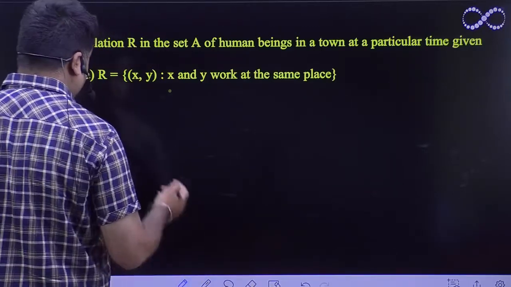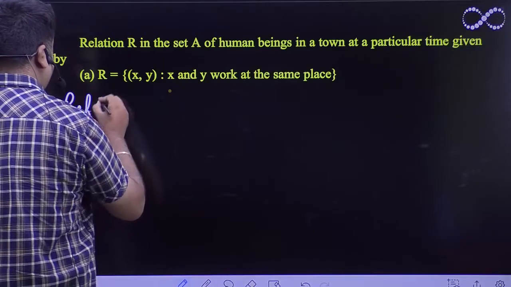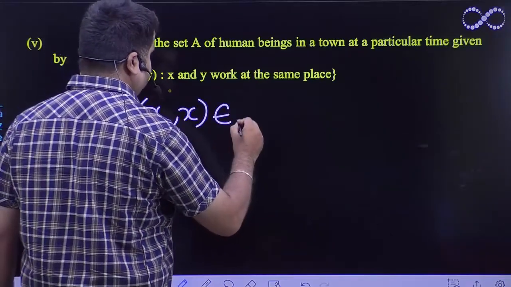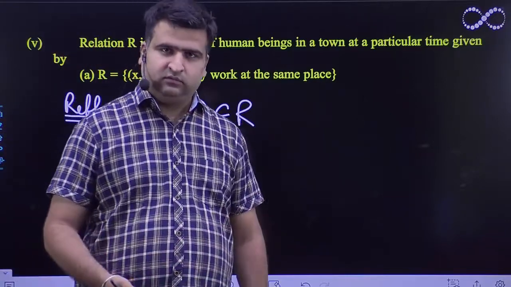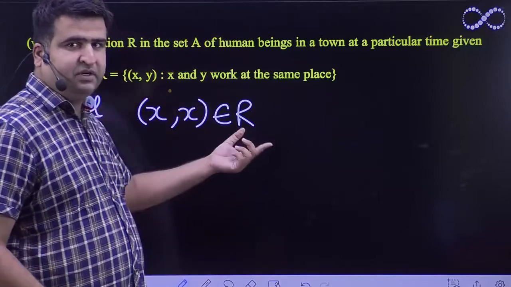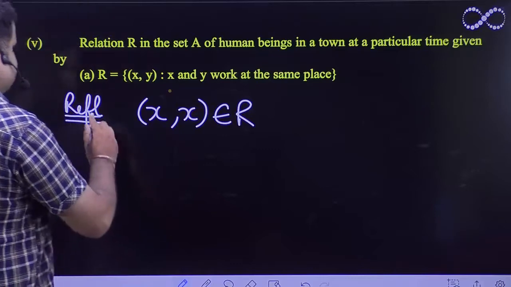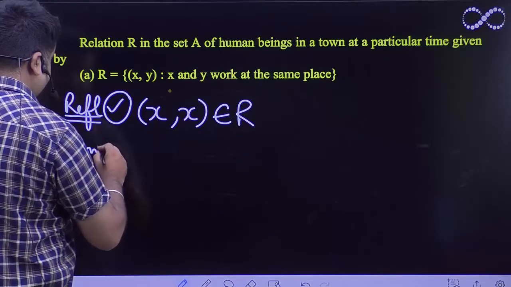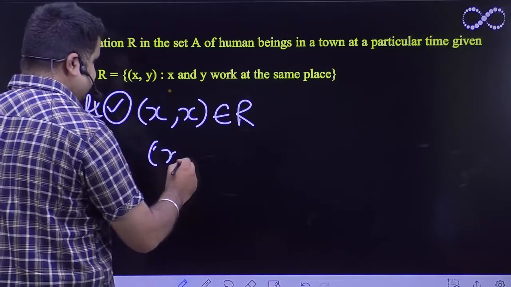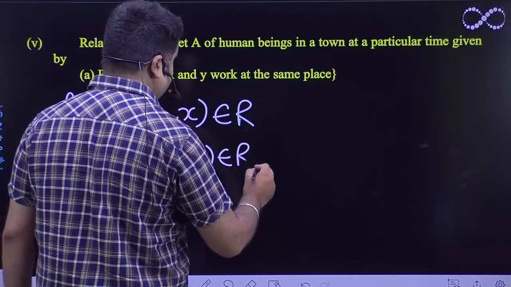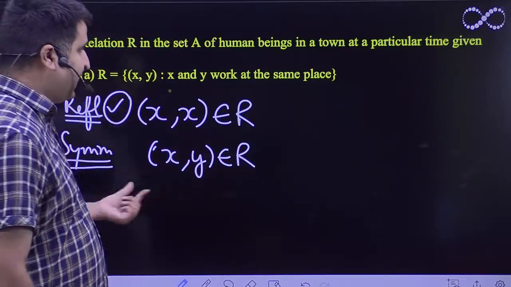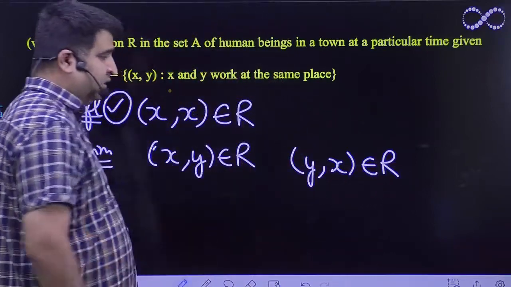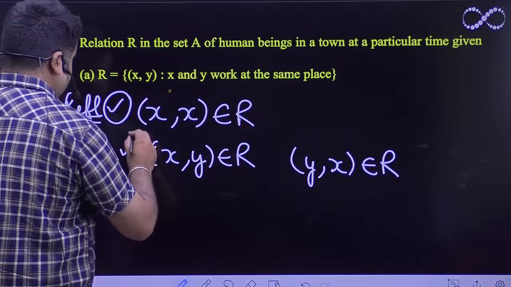Now let's see if we have the condition for reflexive property, this will be satisfied since X and X, they will work at the same place. Since X will work with himself, right? They are working in the same place, it's the same person. Okay, this will belong to R. So this is a reflexive relation. Now we'll check for symmetric relation. Since X and Y belong to R, if X and Y work in the same place, then Y and X will also work in the same place. This is pretty obvious. Therefore, both of these will be valid relations. So therefore, this is a symmetric relation as well.